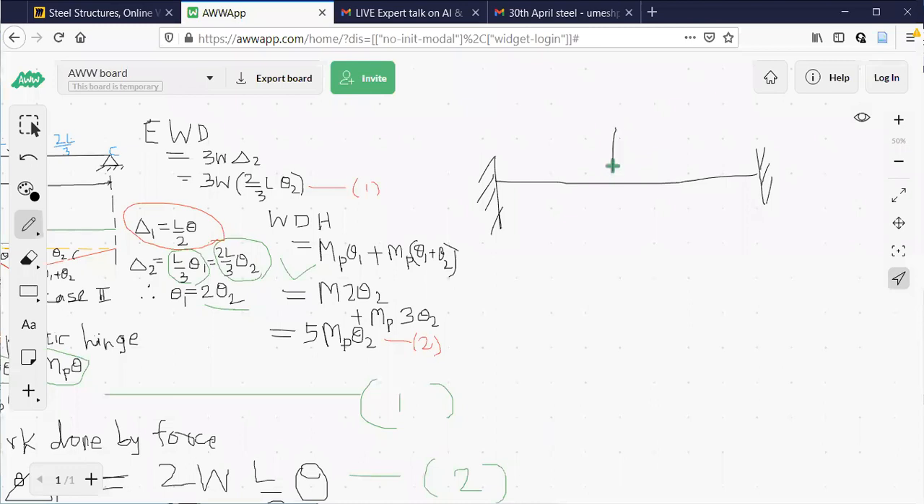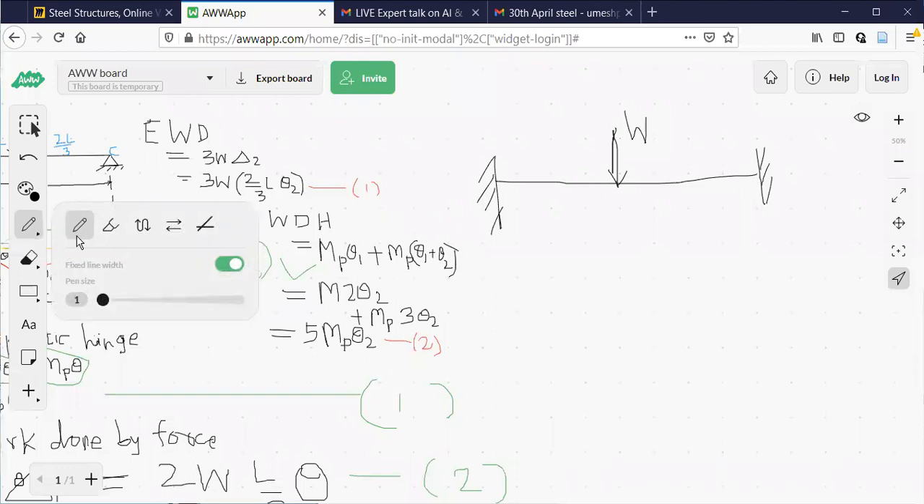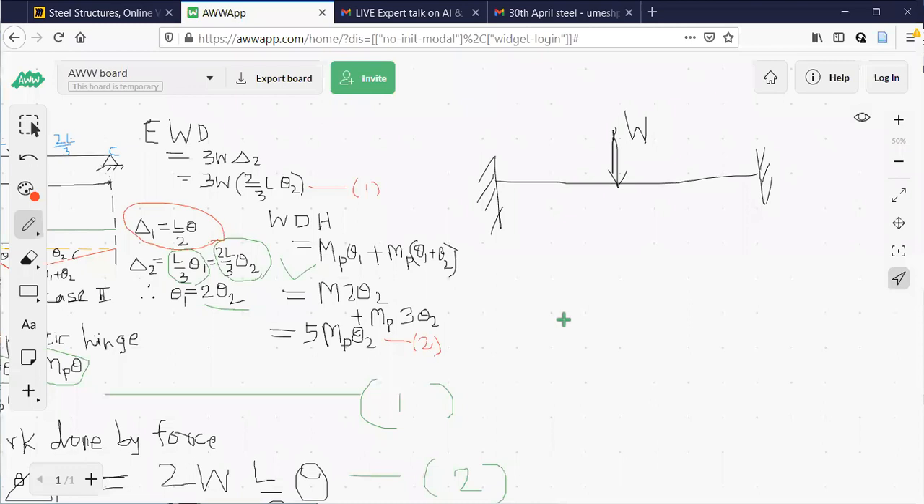Exactly at the center. Point load is at the center. So the question here is find out the collapse load. Find out the collapse load for a fixed beam with point load at the center. Can you get it? I'm going to stop it in 2 minutes.